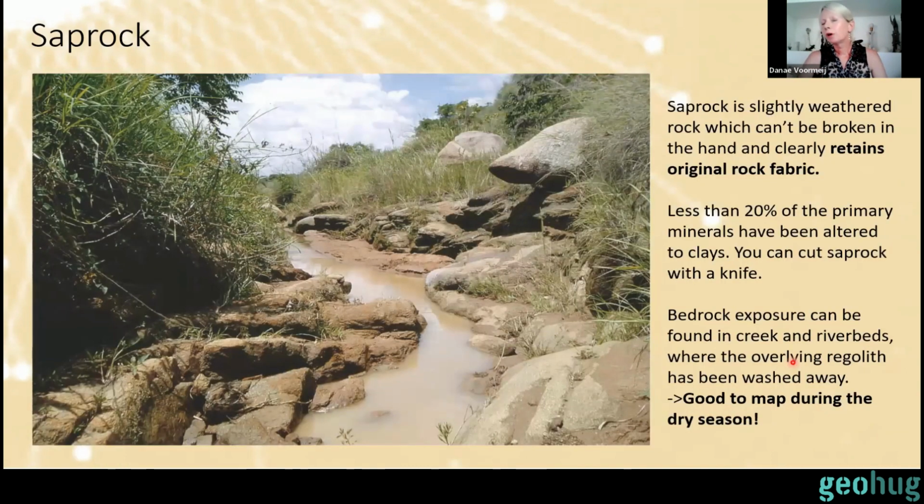Now onto saprock. We're almost now at this weathering front, and saprock can't be broken in the hand. You could cut this with a knife blade easily, but you can't push your finger into it. And it retains all of the original rock fabric. Saprock is often exposed in streams and gullies because the top of the regolith has eroded away. So it's a good example of where you want to wait for the dry season to do your mapping of your gullies and creeks to get down to that saprock.